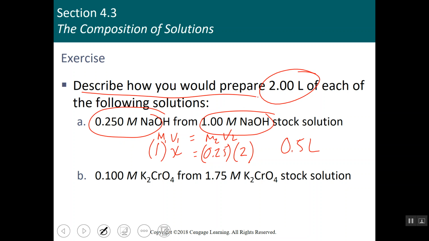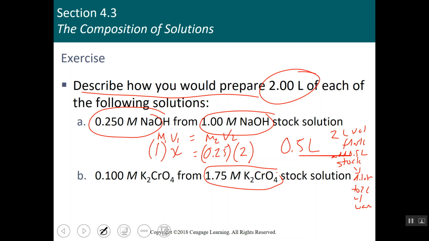And when it says describe how you would prepare, you would say that you're going to get a 2 liter flask, 2 liter vol flask. You're going to add 0.5 liters of your stock, and then dilute to 2 liters with water. So that's when it says to describe how you would prepare, you can't just stop with the math. You have to indicate how you're going to do it.